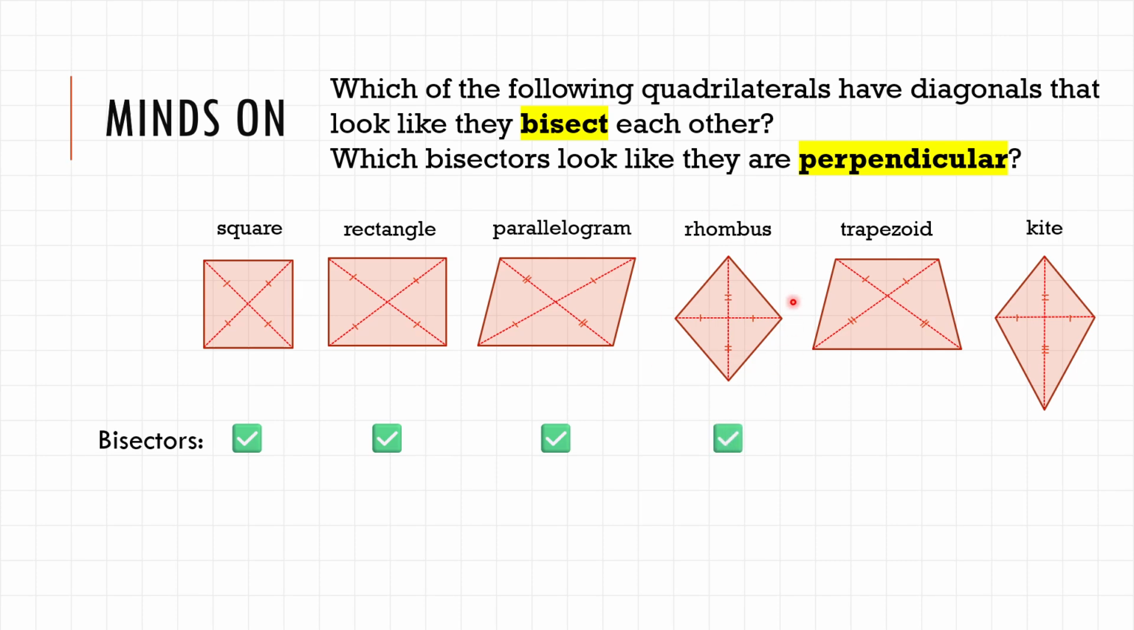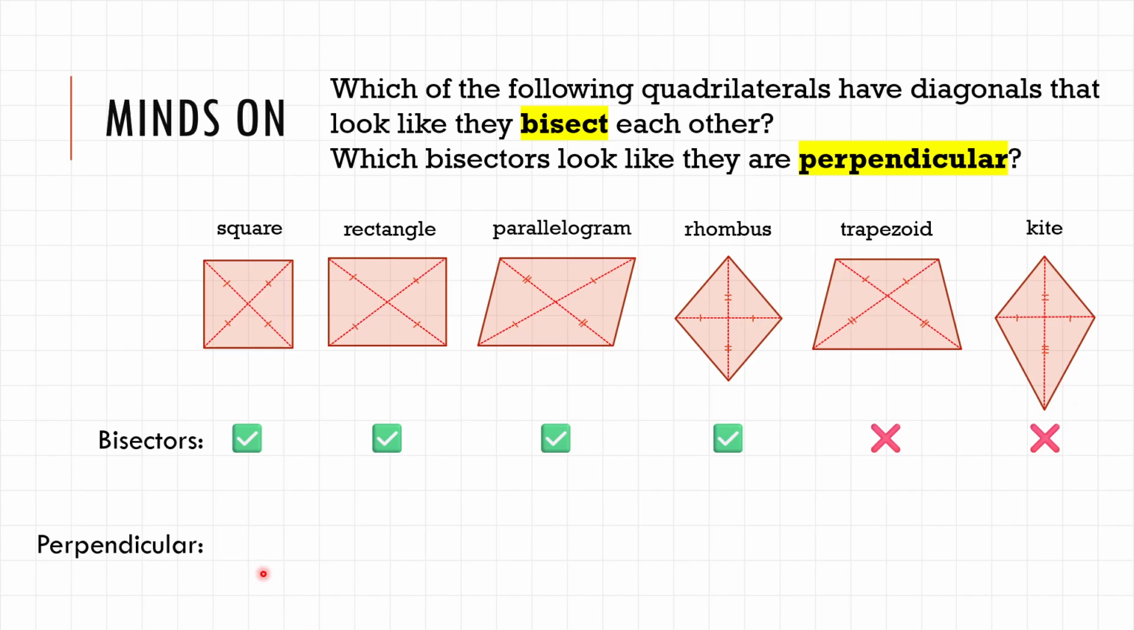The same thing applies to the rhombus, but the trapezoid and the kite, if you look at a diagonal, one side has a different length than the other side, and so it has not been cut perfectly in half. These two are not bisectors. These diagonals don't bisect each other.